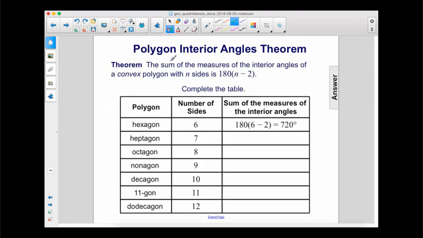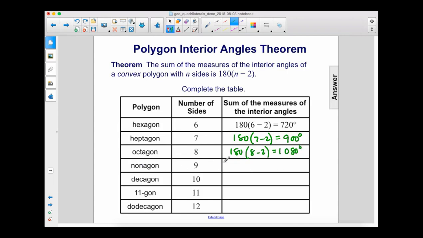Polygon interior angles theorem. The sum of the measures of the interior angles of a convex polygon with n sides is 180 times n minus 2. Let's complete the table. So if we have a heptagon with 7 sides, that would be 180 times 7 minus 2, which is 900 degrees. An octagon with 8 sides would be 180 times 8 minus 2, which equals 1080 degrees.